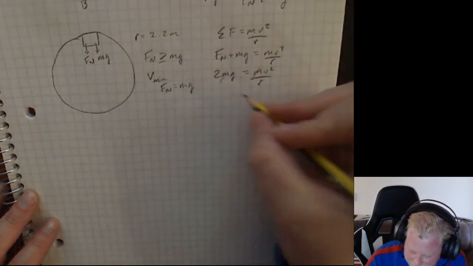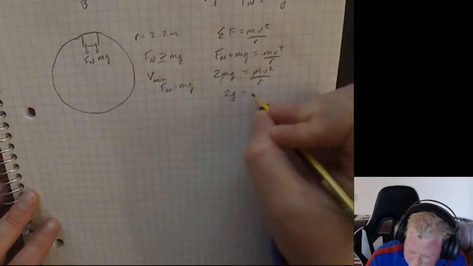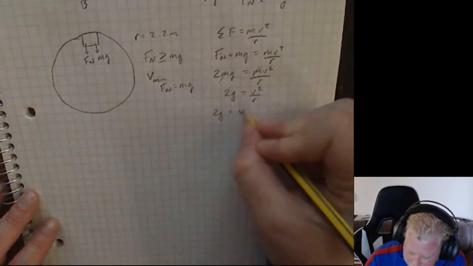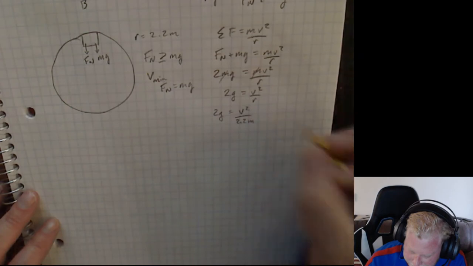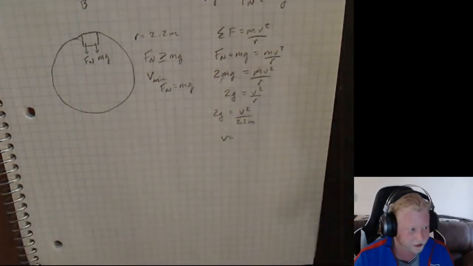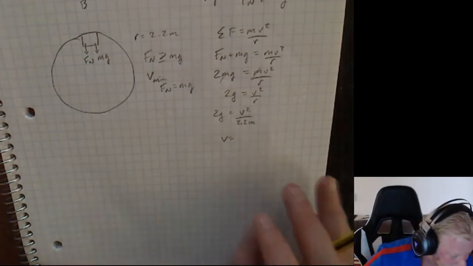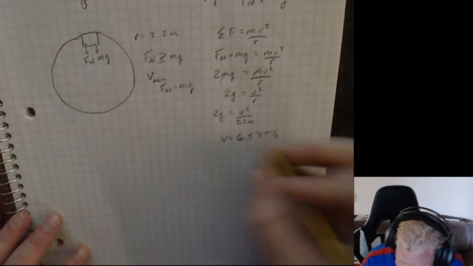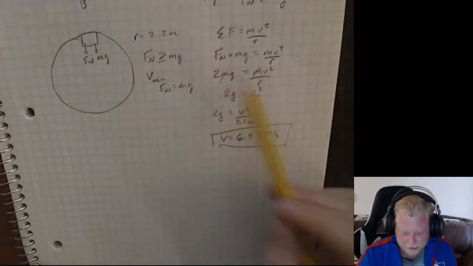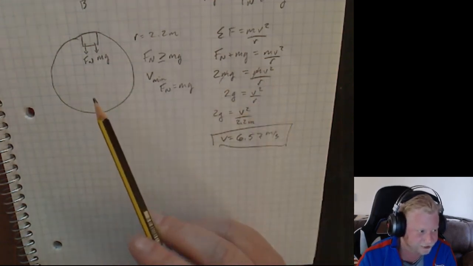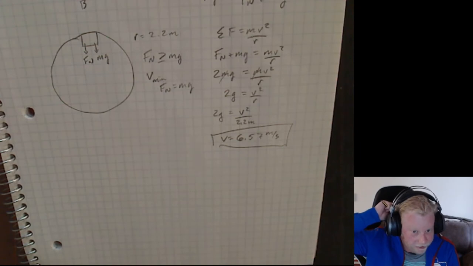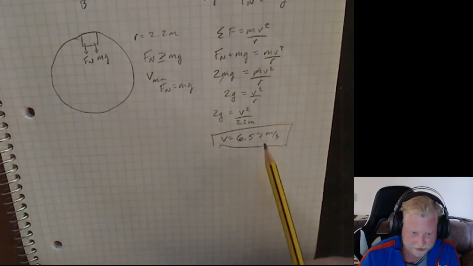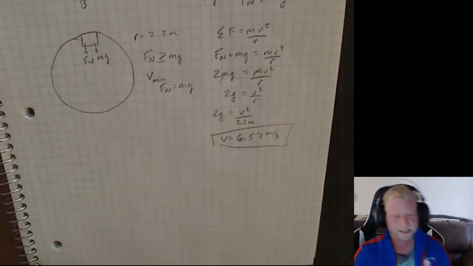Cancel out your masses, and you have 2g is equal to v squared over r, or 2g is equal to v squared over 2.2 meters. So go ahead, solve for v. And we get an answer of 6.57 meters per second. Again, notice your masses cancel out. It doesn't matter about the mass of the motorcyclist or the rider. All that matters is the speed at which you're going. So anything greater than 6.57 meters per second, he'd be able to maintain control of his bike.